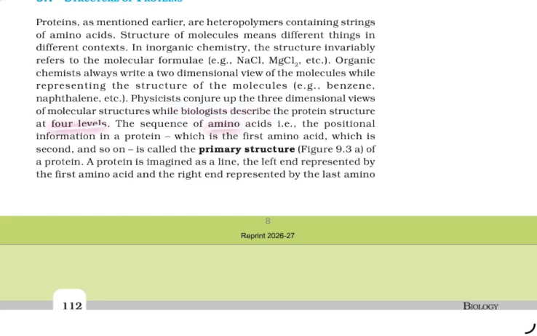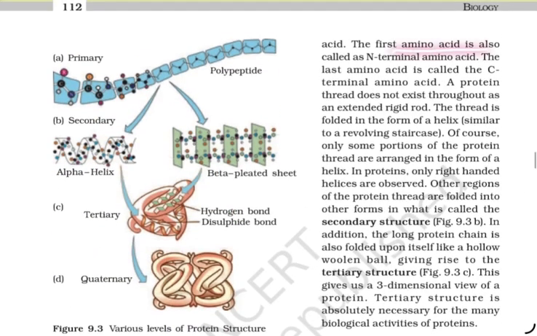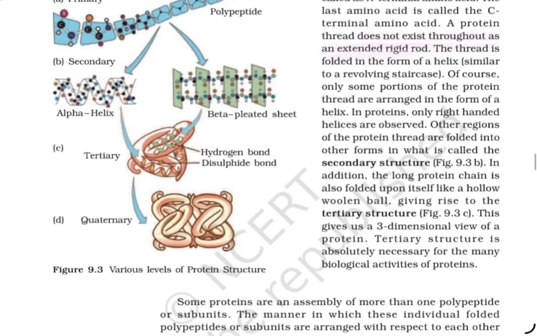The sequence of amino acids, the positional information in a protein, which is the first amino acid, which is second, and so on, is called the primary structure of the protein. A protein is imagined to be in a line, with the left end represented by the first amino acid and the right end representing the last amino acid. The first amino acid is called the N-terminal amino acid, and the last amino acid is called the C-terminal amino acid.